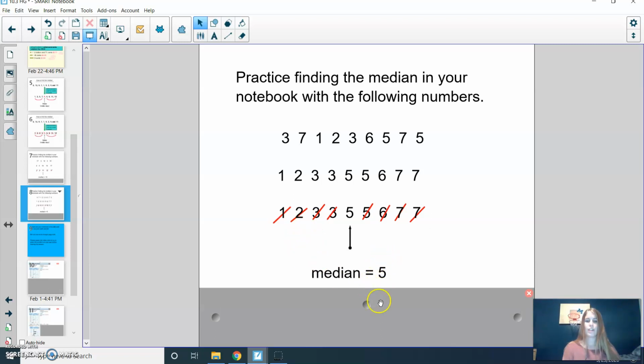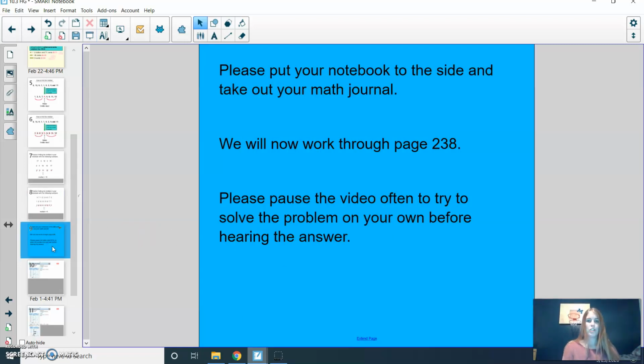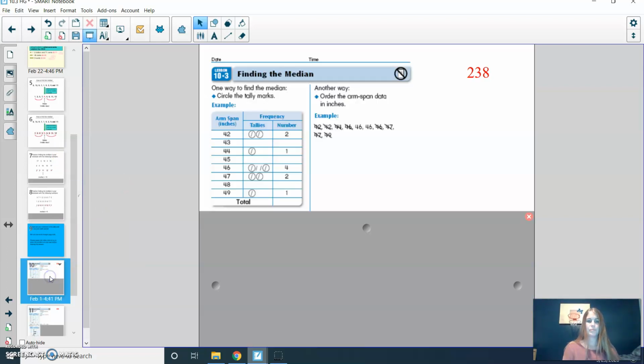You should also have your middle value, your median, as 5. If you could put your notebook to the side and take out your math journal, we're going to skip over a few pages until you get to page 238, and we'll try to find the median in our math journal together. One way to find the median is by circling the tallies.